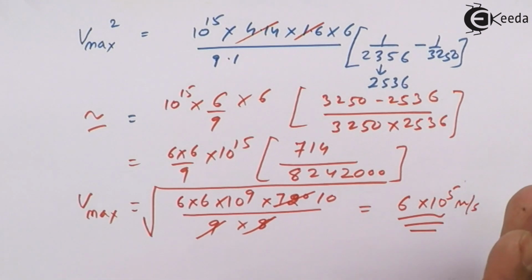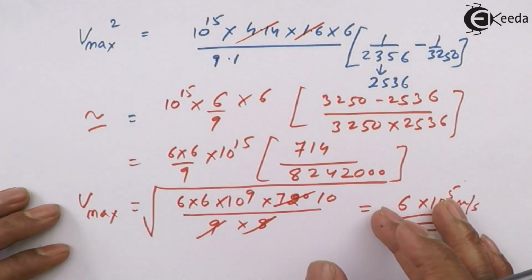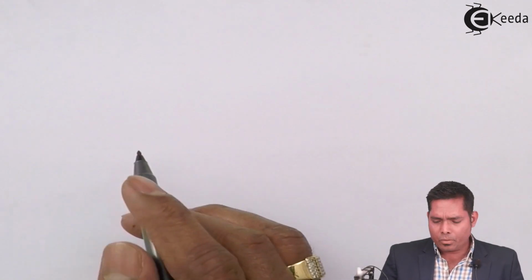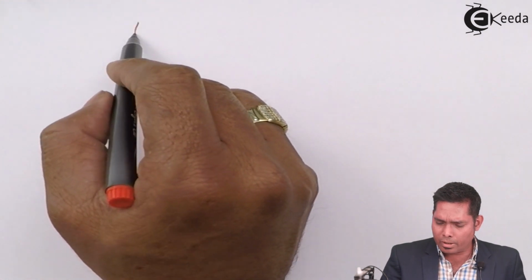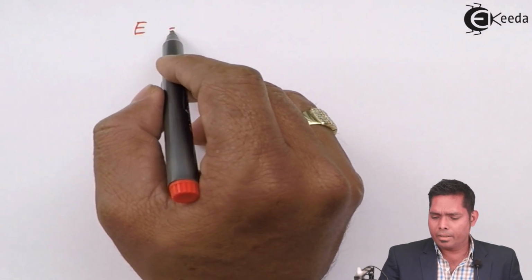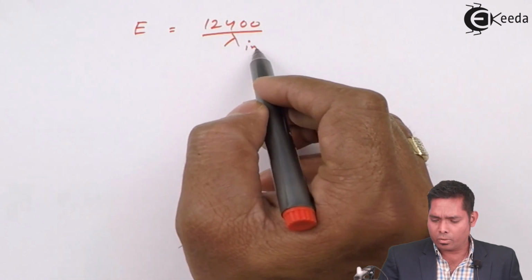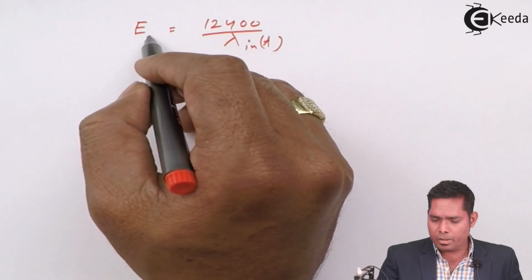Otherwise, there is also a method, short tricks. I'll just tell you here, and you try at home and get the answer soon, because that is easier than this one. This is the general method. Another thing is that we know that energy can be obtained by 12400 divided by the wavelength in Angstrom. This would be in electron volt.